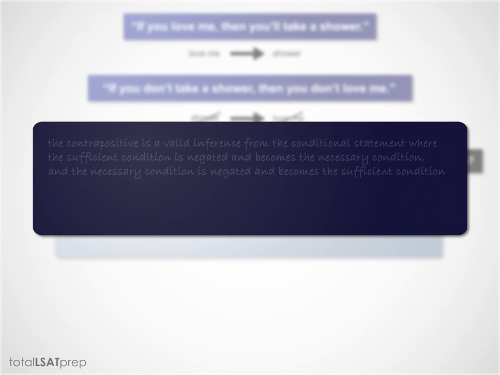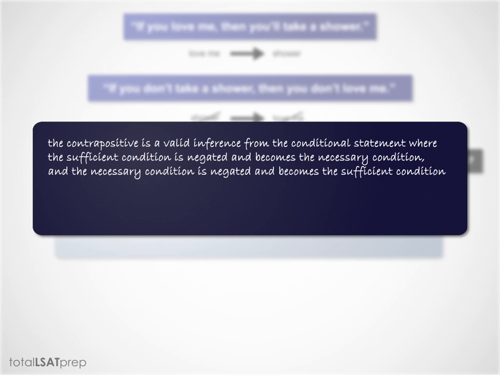Okay, so to recap, the contrapositive is a valid inference from the conditional statement where the sufficient condition is negated and becomes the necessary condition, and the necessary condition is negated and becomes the sufficient condition. And to diagram it, simply switch and negate the conditions.